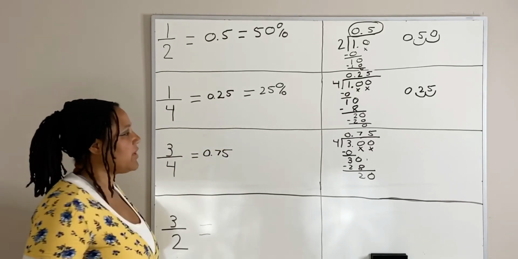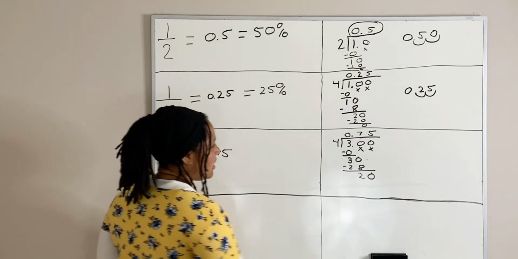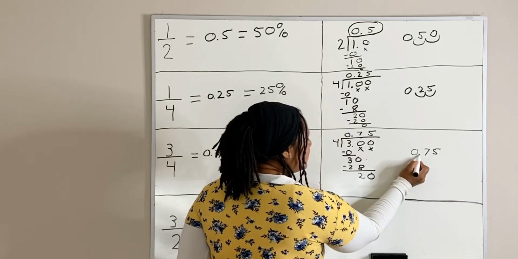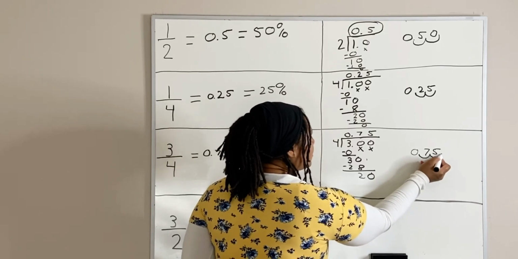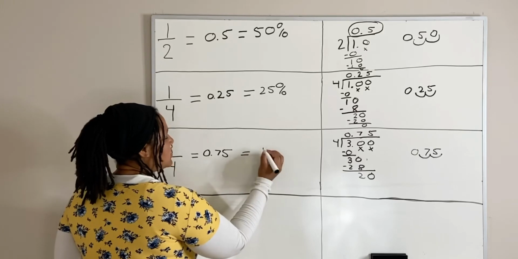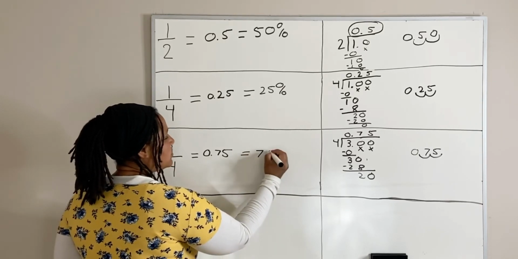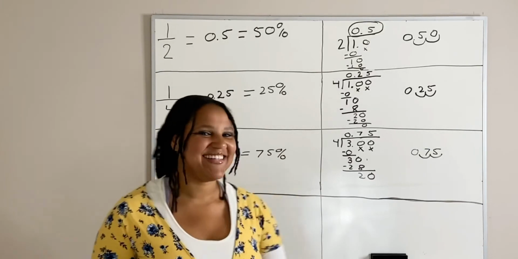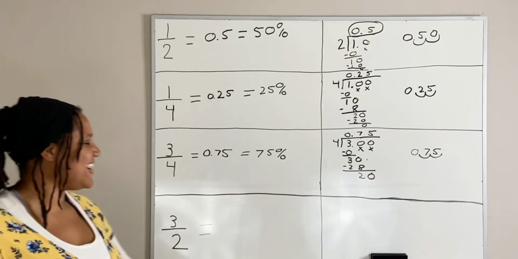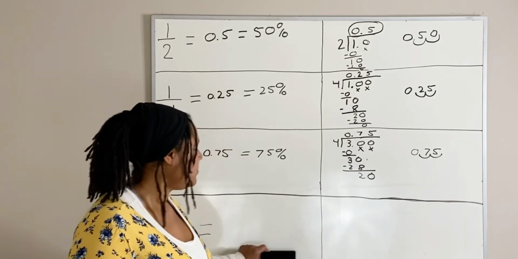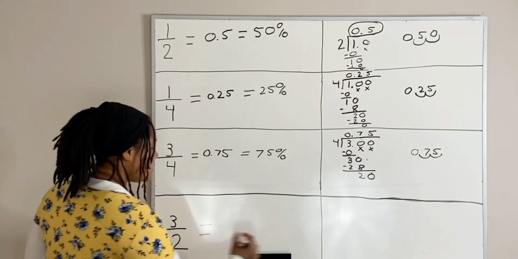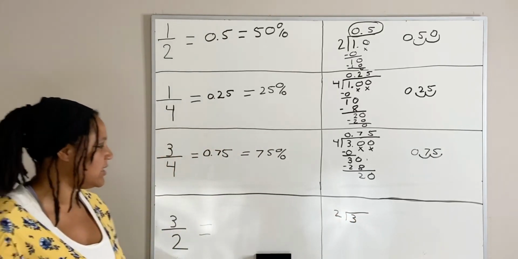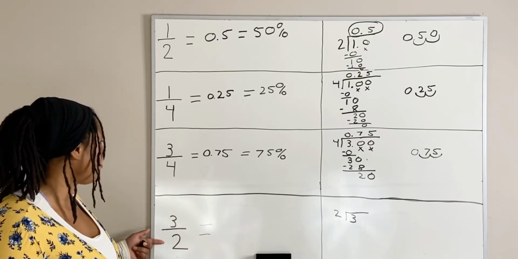Okay, and now to convert it into a percentage, we're going to take our finger, put it on the decimal point, and scoot it over 2 times. So 0.75 is equal to 75%. Yay, I think you're getting it, right? So let's look at our last example here, because it's all about practice, right?